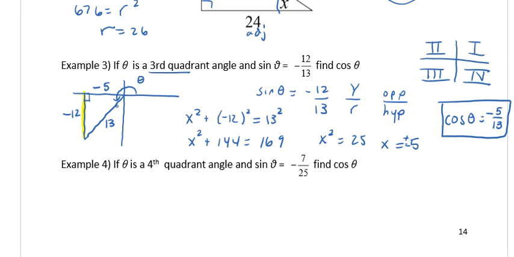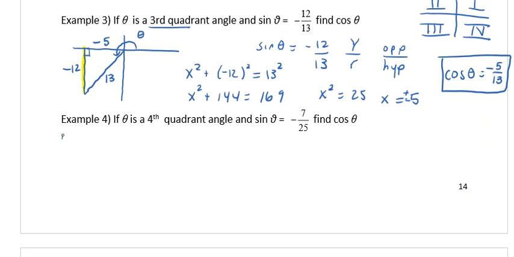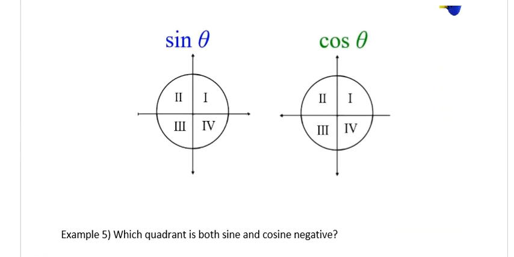Theta is a fourth quadrant angle, so I'm going to be down in quadrant 4 over here. And sine of theta is negative 7/25, to find cosine of theta. So go ahead, try this problem. I just drew where it's going to be. Pause the video. I'm going to leave that one for you to do. Okay, so you can check the work, the answer key later.